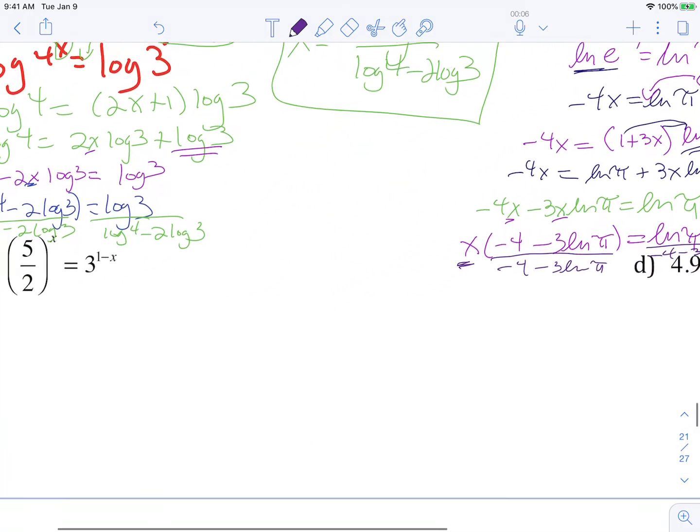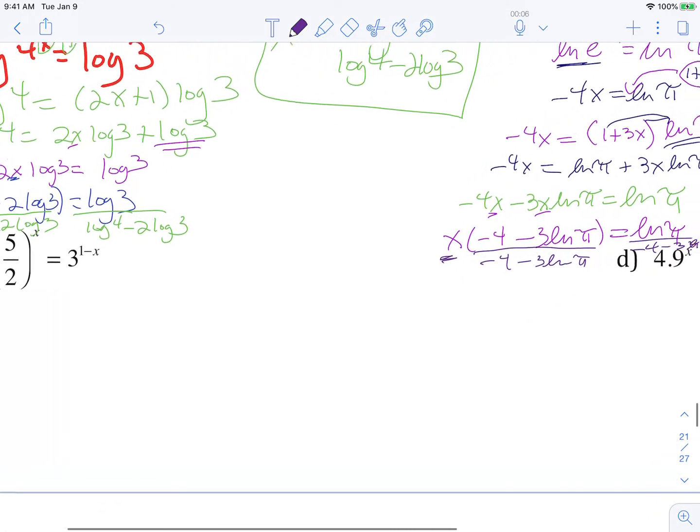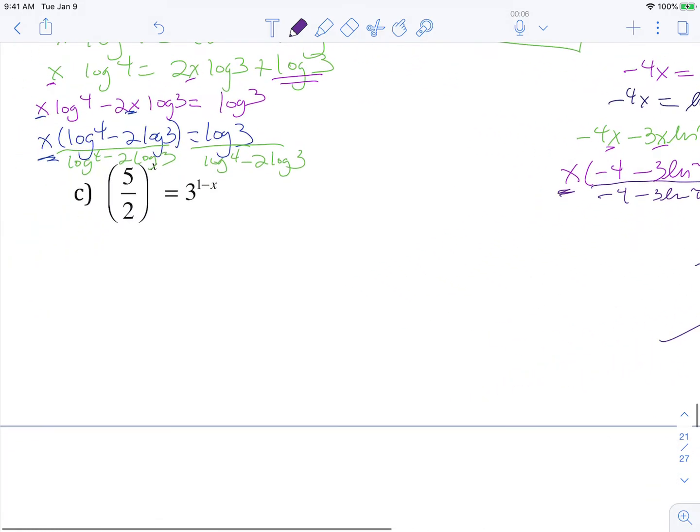I guess these are all kind of the same. All right, so we'll just do this one here. All right, so 5 over 2 to the x equals 3 to the 1 minus x. And again, if you want, you can change it to 2.5. It doesn't really matter.